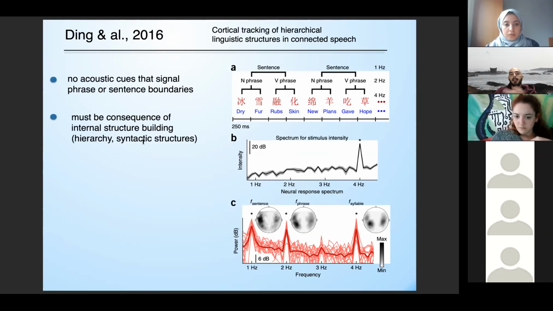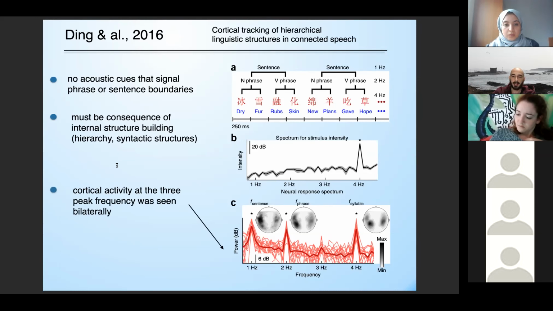Right. So if it does that, it must be the consequence of some internal structure building, sentences and phrases. Okay. And the answer is yes. That's what they found. So they found this peak of activity at 1 hertz, this peak of activity at 2 hertz, a little peak at 3, not significant, and a peak at 4, which is not surprising. Okay. And this activity, as you can see, was seen bilaterally, which means both hemispheres were responding to that particular frequency. Okay. So the wave they found is called cortical entrainment. So basically, it's a synchronized activity of a network which is responding at a certain frequency. It was active bilaterally, so produced by both hemispheres.